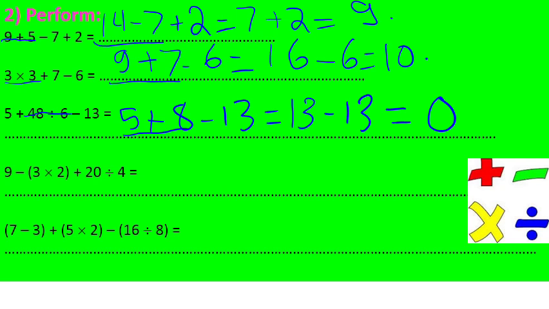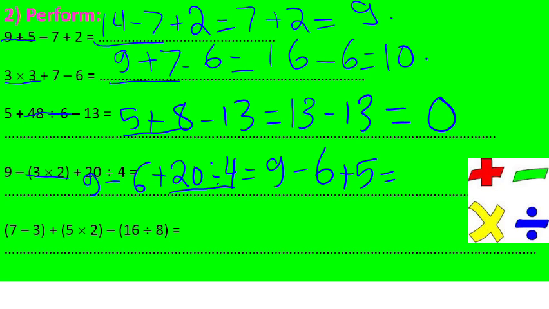Now Tala, 9 minus 3 times 2 into parentheses plus 20 divided by 4. We start with the parentheses, which is, we write first 9 minus 6 plus 20 divided by 4. Yes, now we start with 20 divided by 4. Pay attention, Ala. 9 minus 6 plus 5. We start now with 9 minus 6 is 3, plus 5 is equal to 8. Yes, 3 plus 5 is equal to 8.